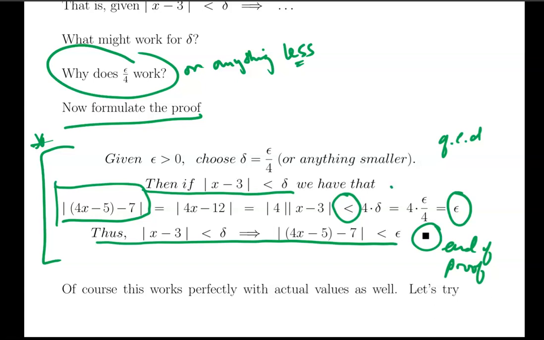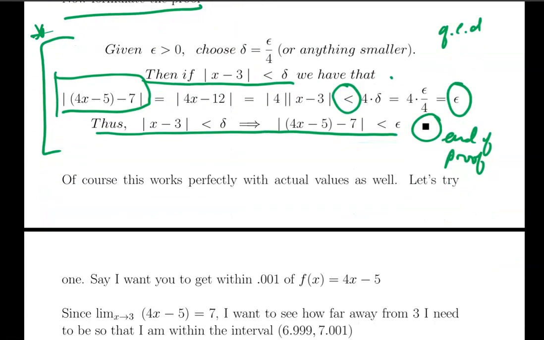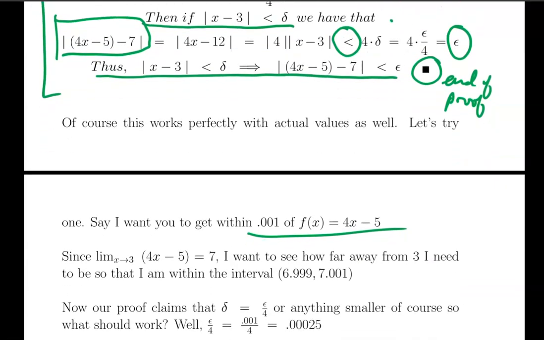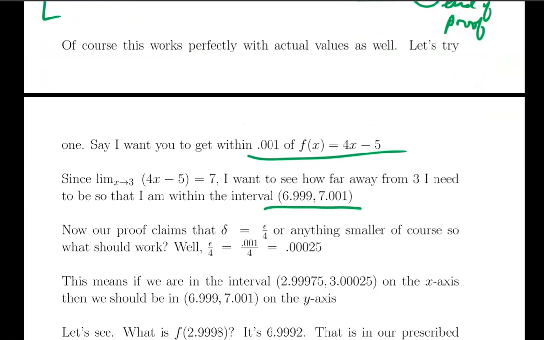So you can now actually, like I have here, try this with values. Okay, our claim is no matter what epsilon, no matter what y window you give, divided by 4, that x window will work. So let's say I want to get within 0.001, right? So my claim is divide that by 4, and it should work. So 0.001 gives me what kind of an interval? Well, it gives me 6.999 to 7.001. Now our proof claims divide that by 4 and it works.